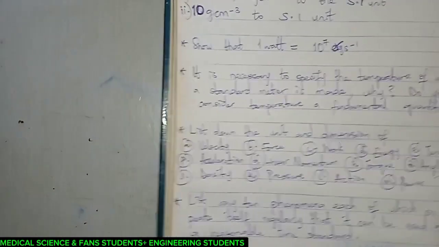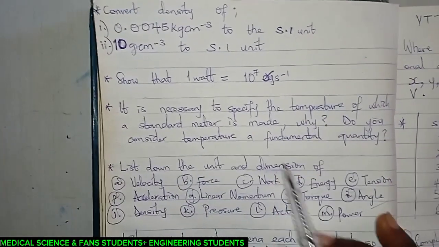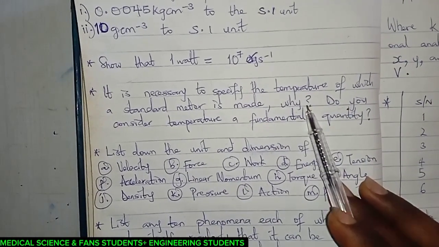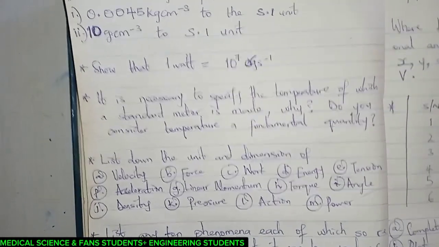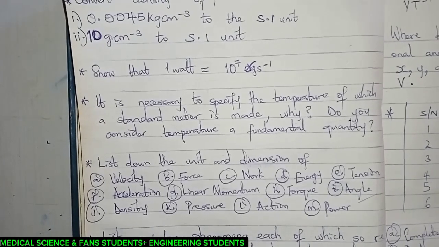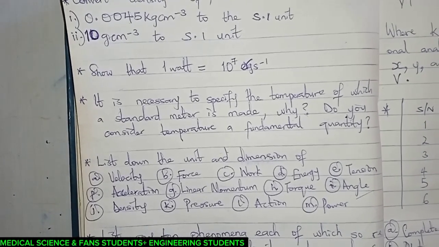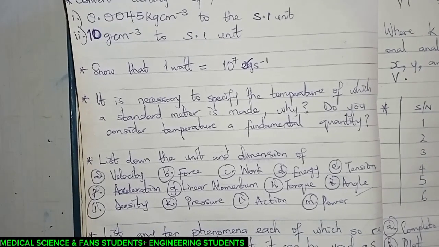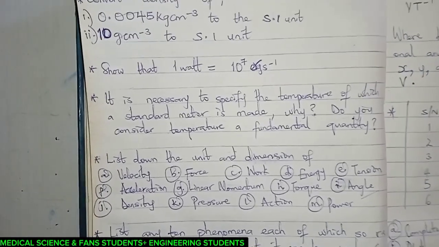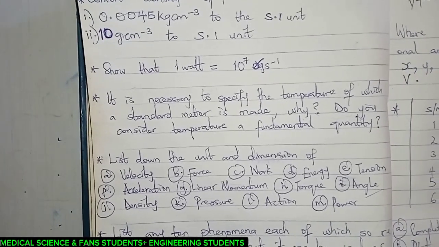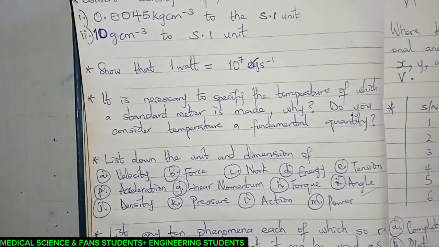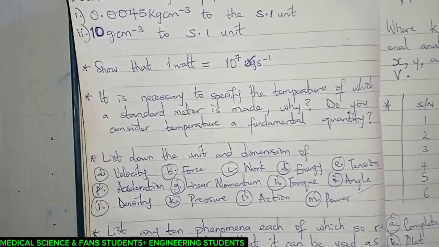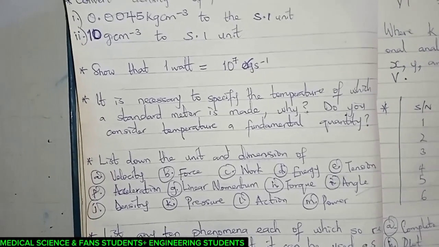Okay, they said it is necessary to specify the temperature of which a standard meter is made. Why? The reason is that temperature determines the size and shape of things. For example, if something is very cold, it will tend to fold or drop in size. And if you heat something, it might extend. So temperature determines a lot.